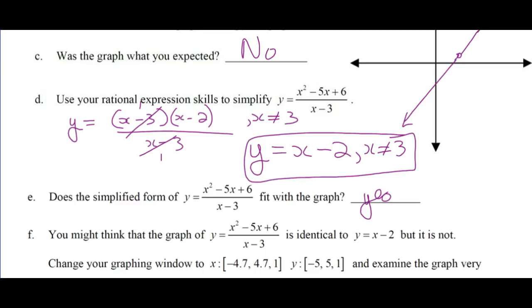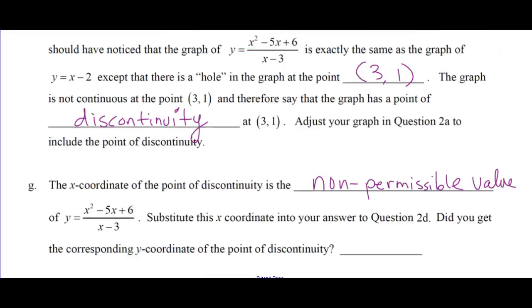So in the simplified equation, it is defined, right? And we say it's the point 3, 1. But in the original equation, and that's what we're always basing on, in the original equation, it is not defined. Right, that is a restriction, it's a non-permissible value, so we can't use the number 3. Yeah, question? Nope. Okay. Substitute this coordinate in, do you get the corresponding y-coordinate of the point of discontinuity? Yes, we do, right? So when you go into the simplified equation, you're going to find out where the hole in the graph is, or where the point of discontinuity is.